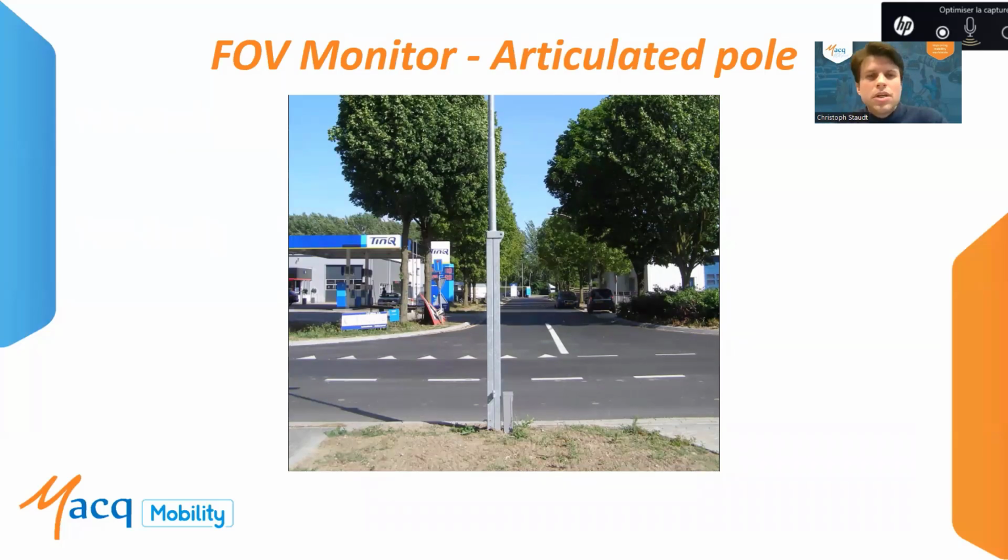And here's an example of a picture of an articulated pole where you can install it on top. If you need to clean it for some reason, you can tilt it down, go up again, and the field of view monitor ensures you, and also the end client, that it's still valid. That means it has not changed the positioning, the field of view, the ROI is still the same, etc.